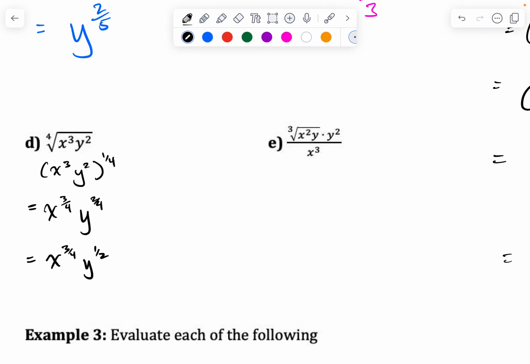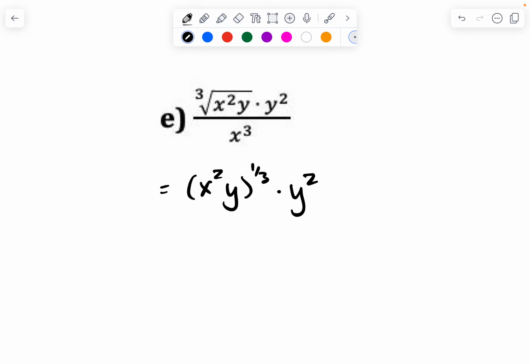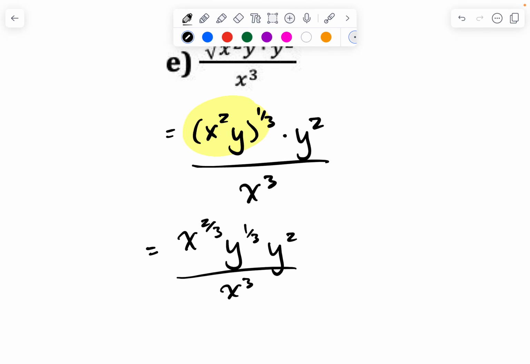All right, let's do this part. So cubed root, so this is going to be x squared y to the power of a third times y squared over x cubed. So let's go step by step. First, we're going to take care of this. So x to the 2 over 3, y to the 1 over 3, y squared over x cubed.